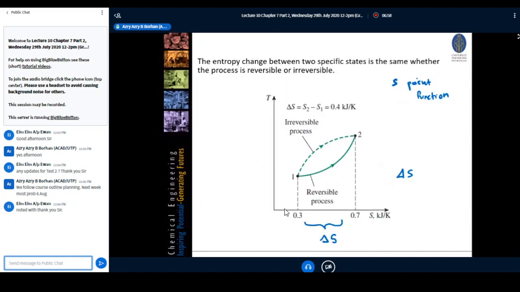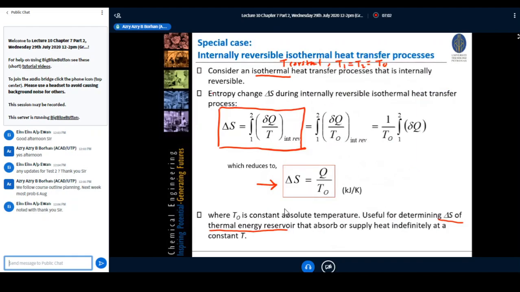We also have to take into account the special case of an internally reversible isothermal heat transfer process. This is very important, especially when you have a thermal energy reservoir that can absorb and supply heat indefinitely at constant temperature, because for any thermal energy reservoir, it has a large energy capacity. That's why your temperature is constant throughout.